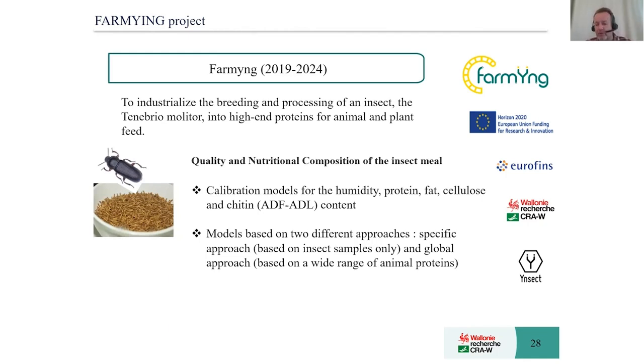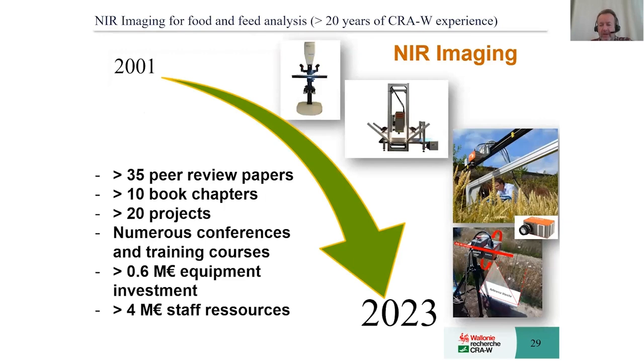We also use it for insect meal. You know, there is more and more production of insect meal for food and feed. Here it's more dedicated to feed. But what we try to do is to identify the species and the characteristics, and we use vibrational spectroscopy for that.